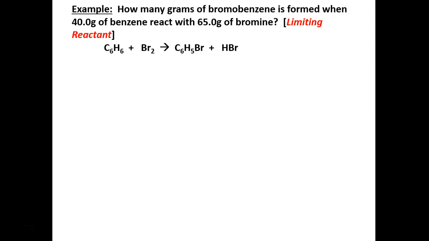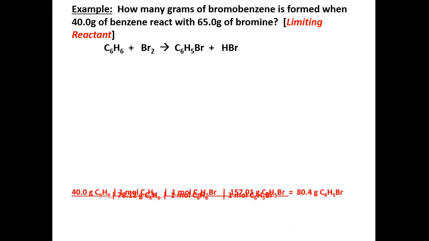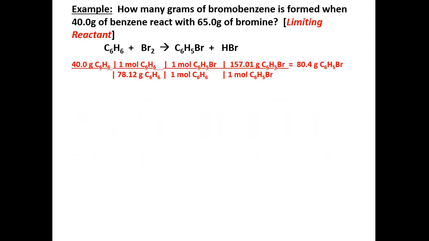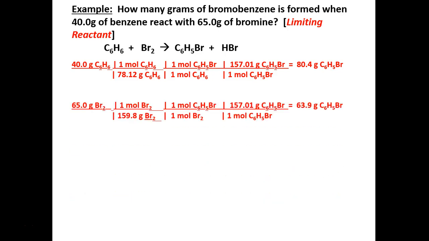So if we want to know how many grams of bromobenzene are formed, we need to convert both of those to grams of bromobenzene and see which yields less. These are gram-to-gram problems, so they'll take a little bit more doing. But when I convert grams of benzene to grams of bromobenzene, I get 80.4 grams. When I convert grams of bromine to grams of bromobenzene, I get 63.9 grams.